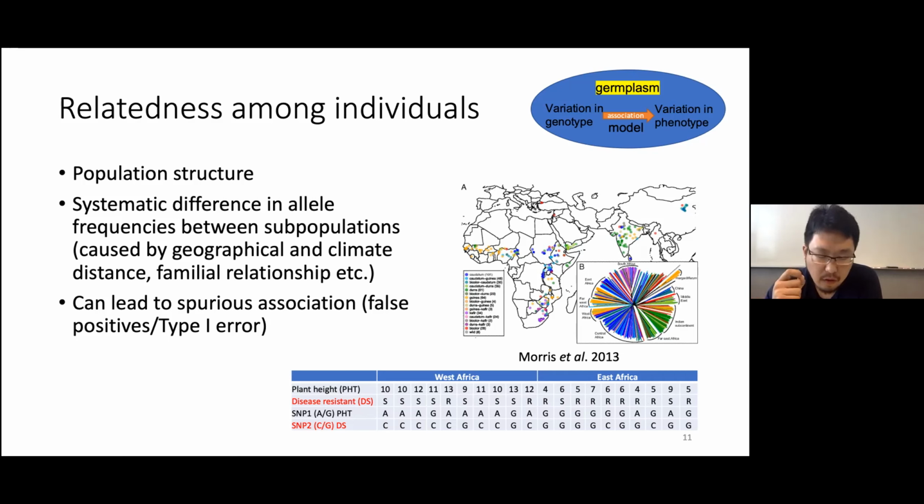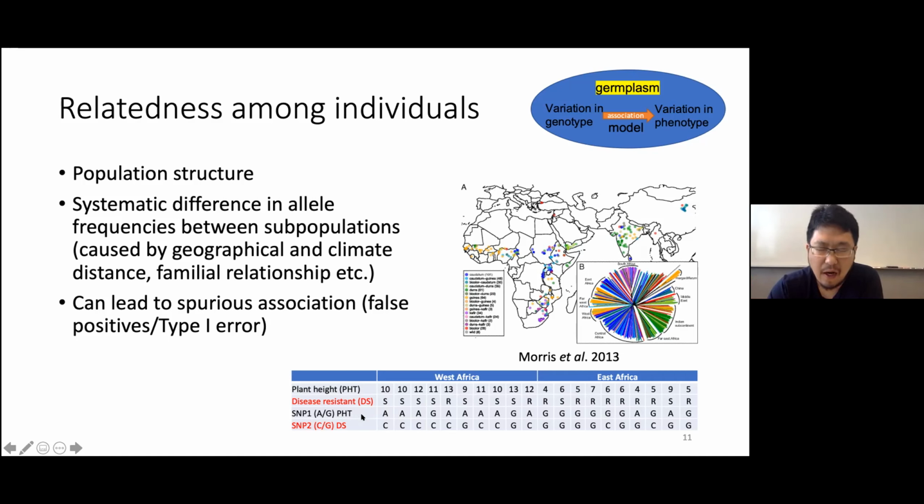And there are two SNPs here. One SNP, called SNP1, is underlying the trait plant height. There are two alleles for the SNP, A and G. The West Africa lines are enriched with the A allele, and the East Africa subpopulation is enriched with the G allele. And if you conduct a t-test, you will find that this SNP is significantly associated with plant height. And we know that it's underlying this trait.